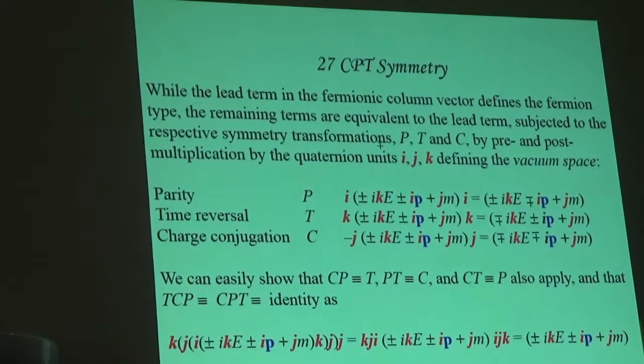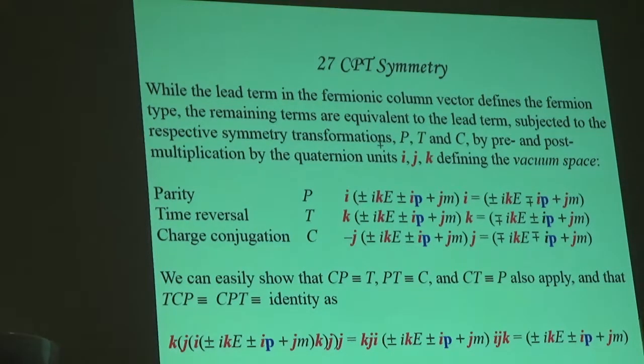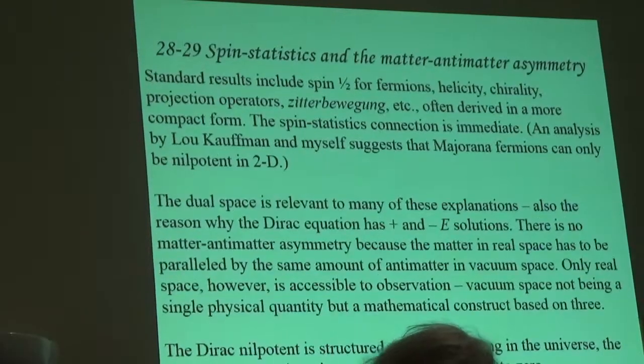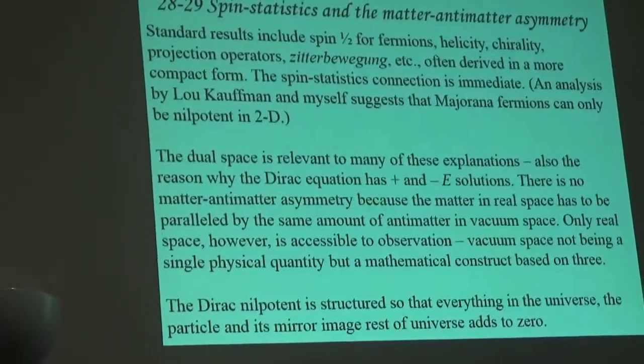Trivial to do CPT transformations, you just use the quaternions. Also, to get CPT gets you back to where you started. The CPT theorem is obvious if you do it this way. You can get plenty of standard results, I'm not even counting those because they're standard anyway. Those are ones that you can get by standard means, so I'm not claiming those.